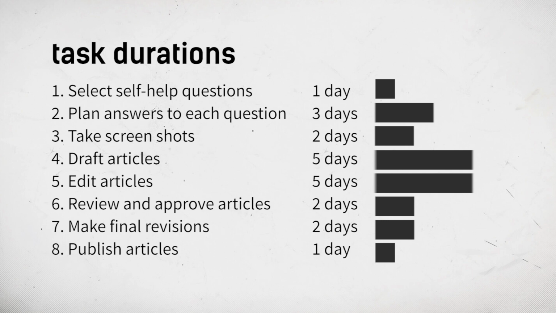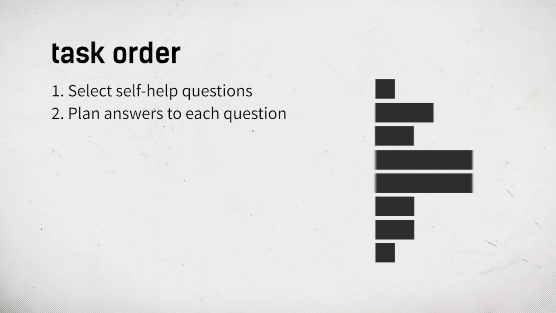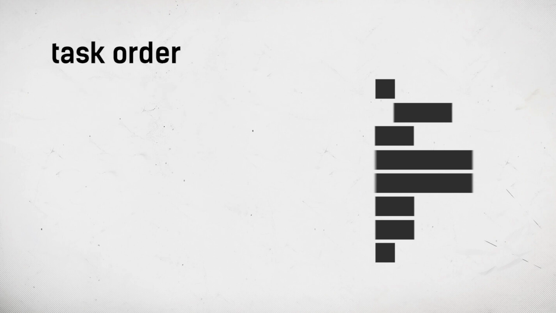Now that we've estimated how long each task will take, we need to figure out the order of the tasks. So for example, before you can plan answers to the questions in your self-help articles, you need to figure out what the self-help questions are. So task 2 has to come after task 1. In project management language, we say that task 2 is dependent on task 1.